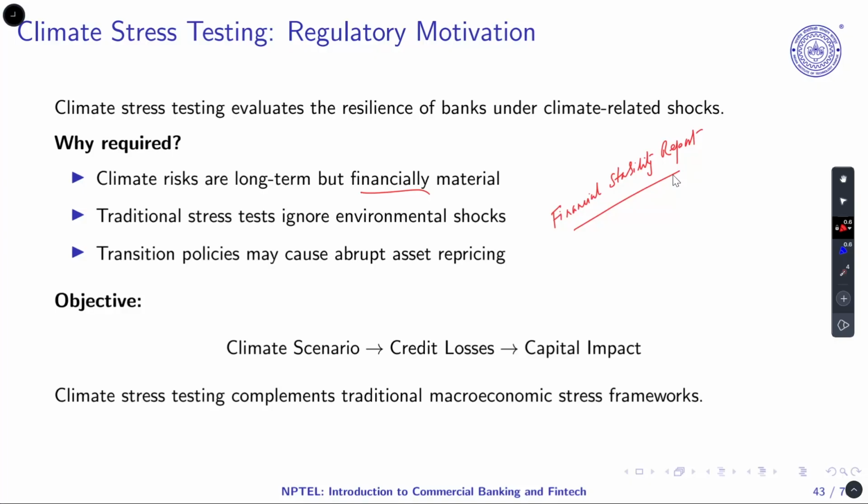But this stress testing is done mostly on the credit side, loan side, and how much is the risk. So they include certain indicators, but they do not include the environmental factor. And this is where the central bank is emphasizing climate stress testing by the bank, so that they can see whether PD increases linked to the climate events, how it is impacting. So transition policies may cause abrupt asset repricing. So climate scenarios, credit losses, and capital impact is the scenario that we are mentioning here.